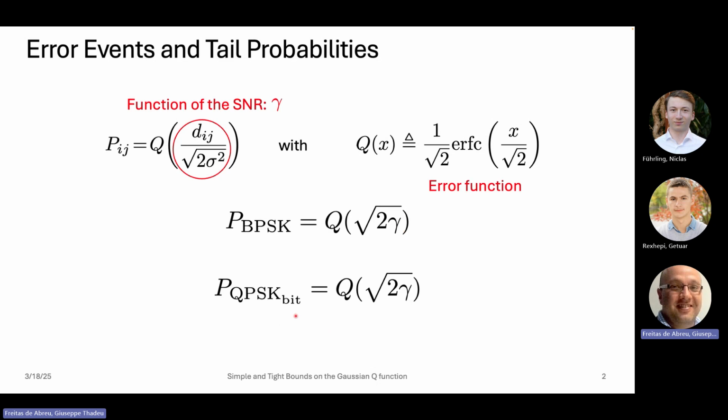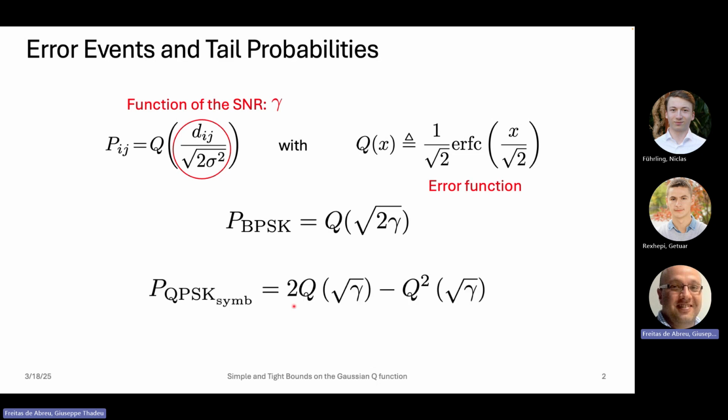This is, by the way, the same as the bit error probability of QPSK that we just illustrated above. But if you're interested instead in the symbol error probability of QPSK, then this is actually a nonlinear function of the Gaussian Q function itself, in particular, 2 times the Q of root of the SNR minus the square of Q of the root of the SNR. And I mention this only to stress the fact that we are going to be focusing on the bound of the Gaussian Q function, but we'll also show in the end that you can use the result to also obtain very clean bounds of powers of the Gaussian Q function.